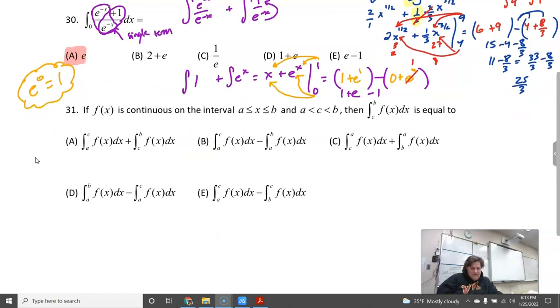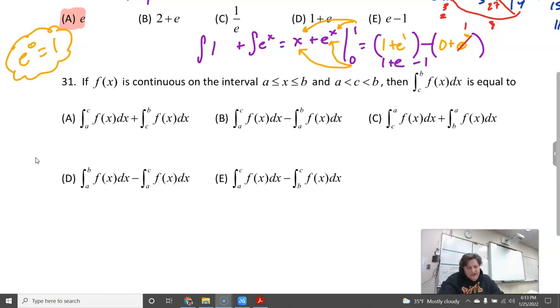Okay, 31. Wow, this is just going to make my head spin. This is cool. If f of x is continuous on the interval a to b and c is between a and b, then this is equal to what? Here's how it works. Those have to be the same, and then that goes a to b. That does not work. Those have to be the same. That already doesn't work. Oh, I do see that there's a negative, though.